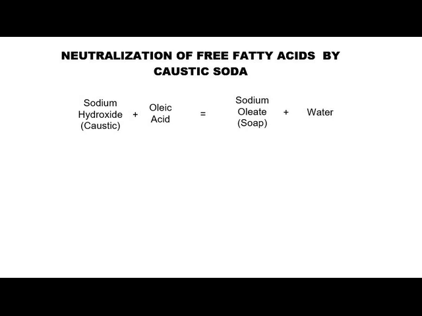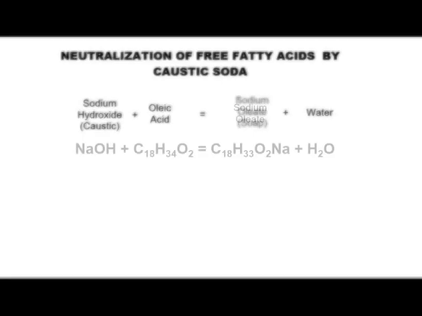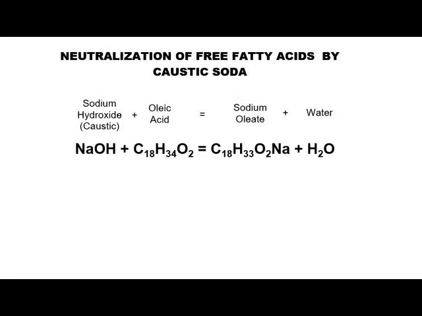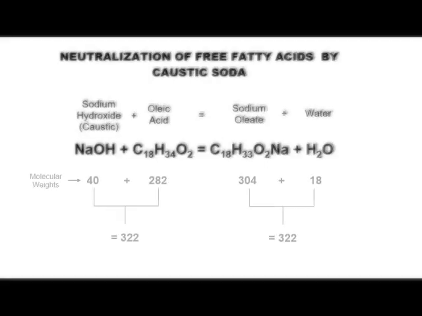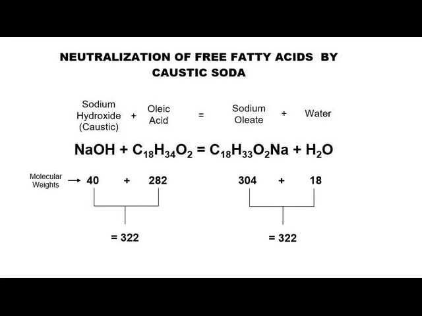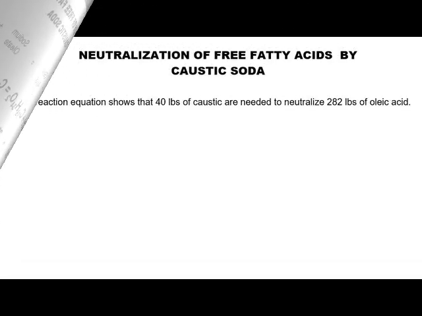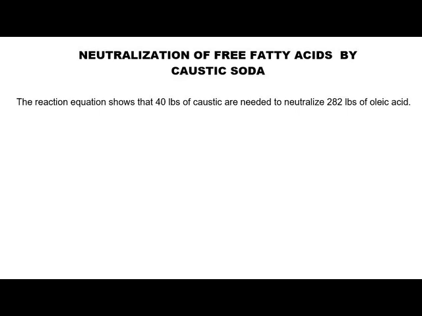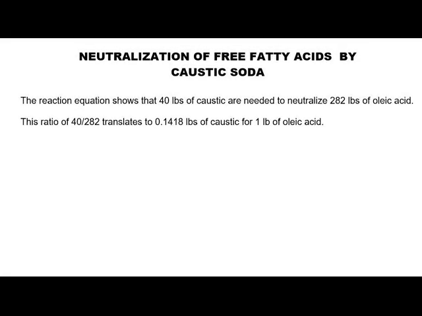This reaction produces sodium oleate, or soap, and water. The molecular formulas for the reactants and products are shown here. When we add the molecular weights of the reactants, the sum equals the sum of the product's molecular weights. Therefore, our equation complies with the conservation of mass law. The reaction equation shows that 40 pounds of caustic are needed to neutralize 282 pounds of oleic acid. This ratio of 40 to 282 translates to 0.1418 pounds of caustic for 1 pound of oleic acid.